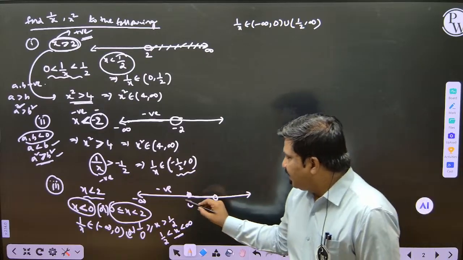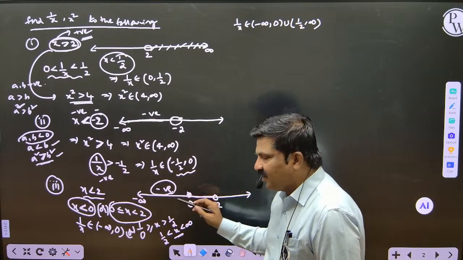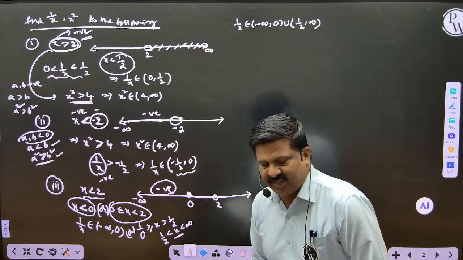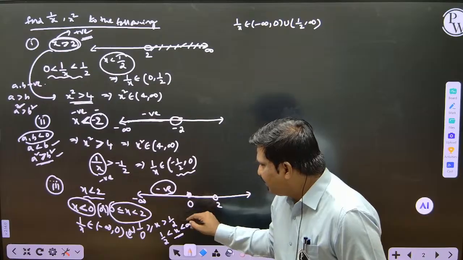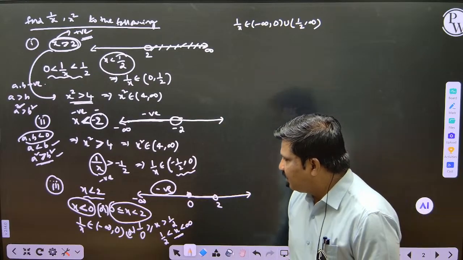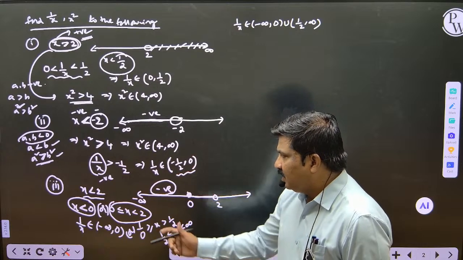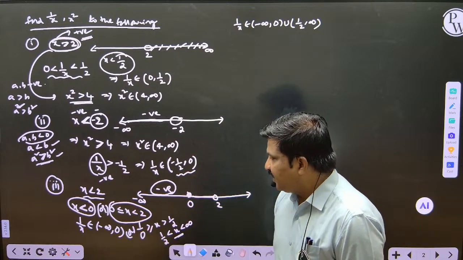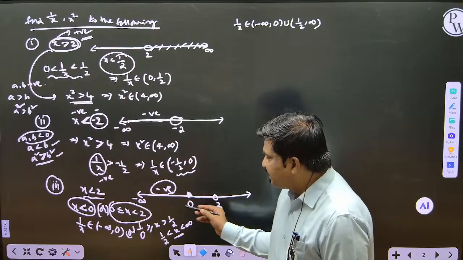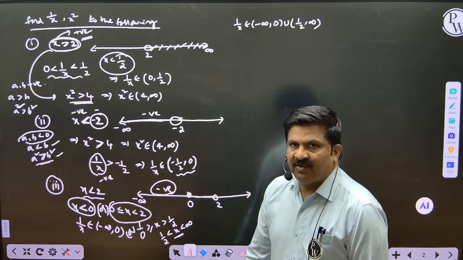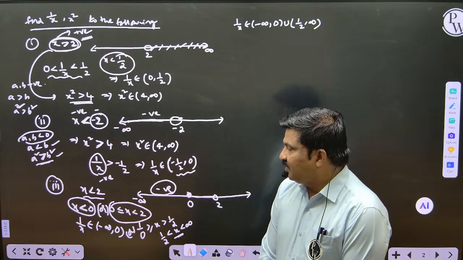But this is a negative. So 1 by x means what? 1 by 0 is also negative. Sorry, this is negative, minus infinite to 0. But what happens to 1 by x? It is from minus infinite to 0, or not? So 1 by x is also negative, or not. That's why its value lies between where to where? Minus infinite to 0.